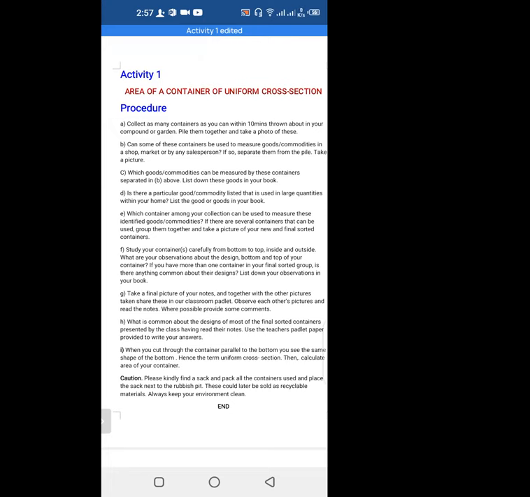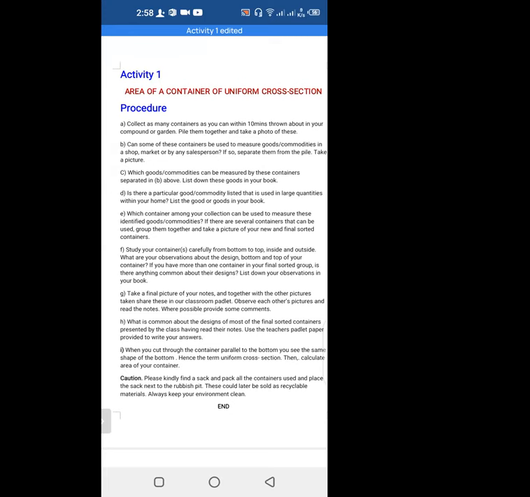So, Part F is telling us that, having separated the containers in E, the ones they can use to put commodities or to measure commodities in C, they now want us to study those containers we have sorted in E carefully from bottom to top. It can be one or more than one. Study it carefully from bottom to top, inside and outside.